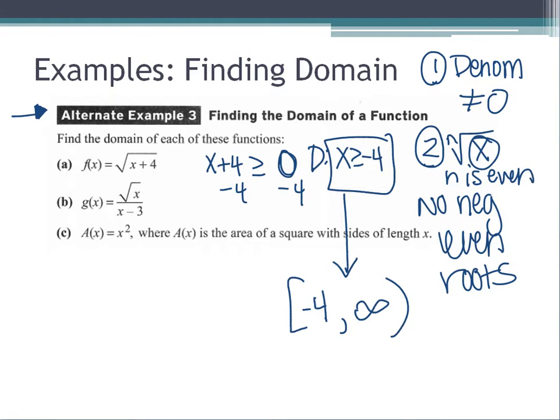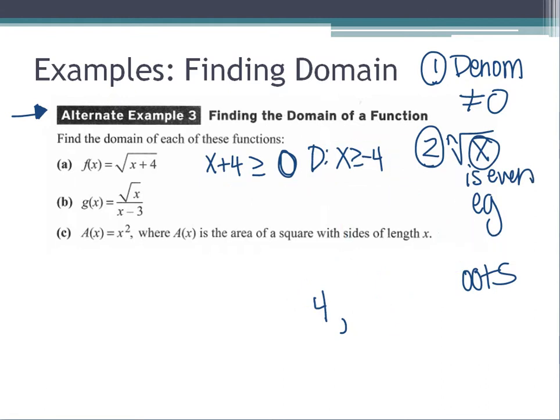Okay, let's look at the next one here. Let's make some room. The next one here, we have two things going on. We've got a square root, but then we also have a denominator with a variable in it. So right off the bat, the denominator, I know x cannot equal 3. The numerator, I know again that x must be greater than or equal to 0. So both of these things need to happen. We'll look at the graph of this in a bit to kind of see what happens here.